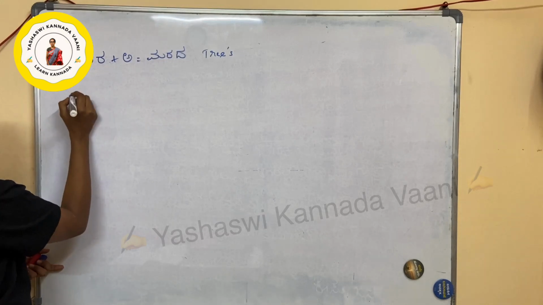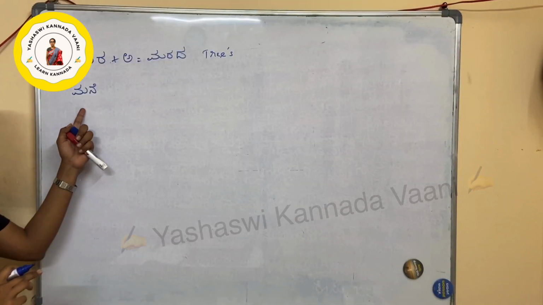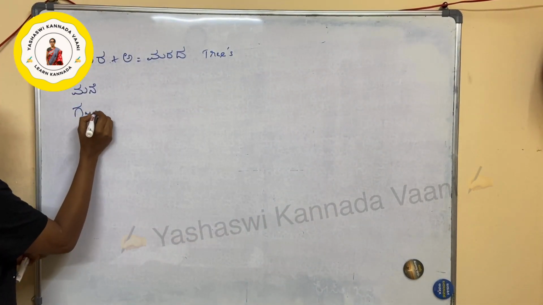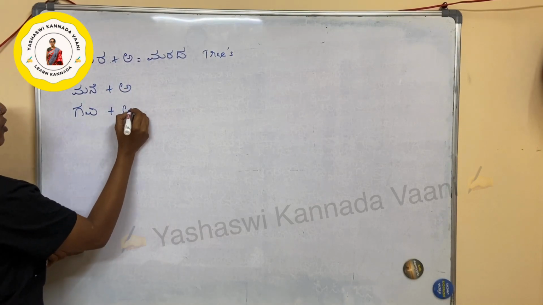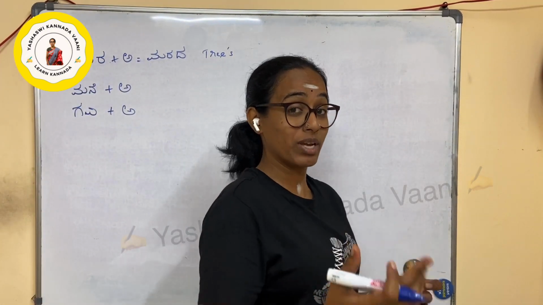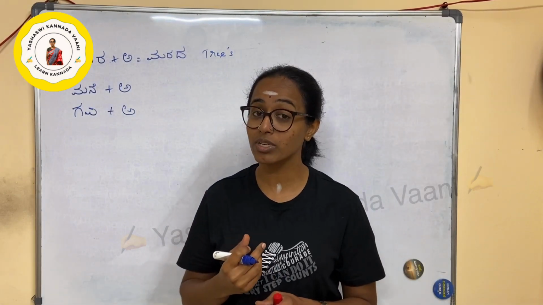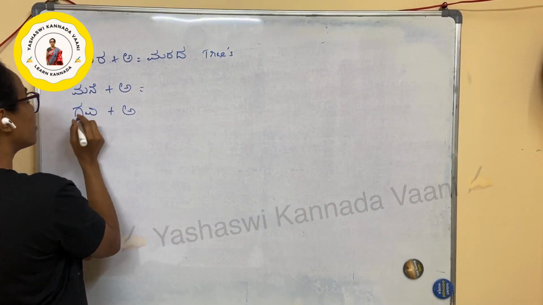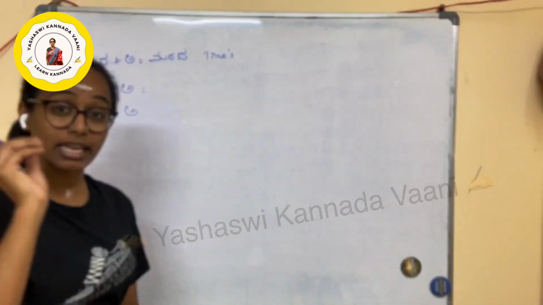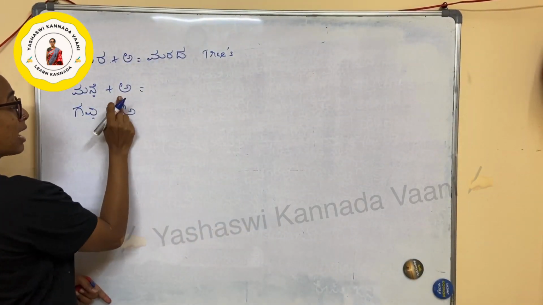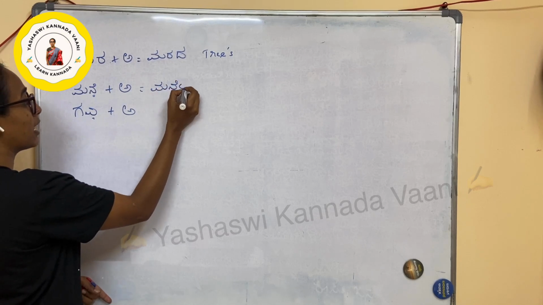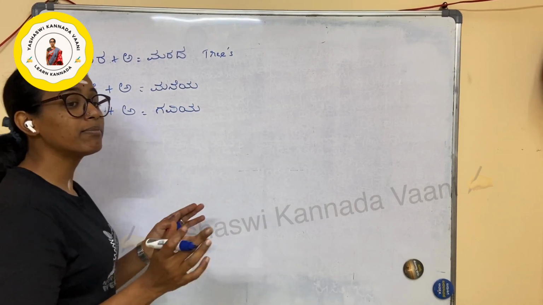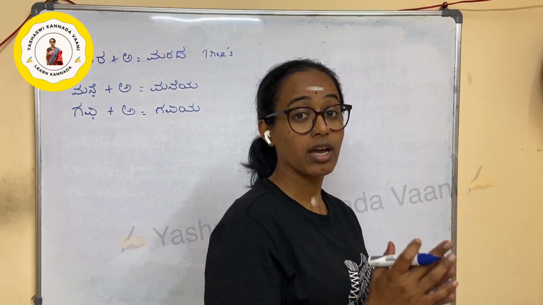Now we are learning the case where the word ends with the sound 'i' or 'e', and I'm adding 'a' to it. As you are familiar from the previous videos, you have to add the letter 'ya'. So if my word ends with the 'i' or 'e' sound and I add 'a', it will become 'maniya', 'gaviya'. Gavi means a cave. Gaviya bagilu, the cave's door.